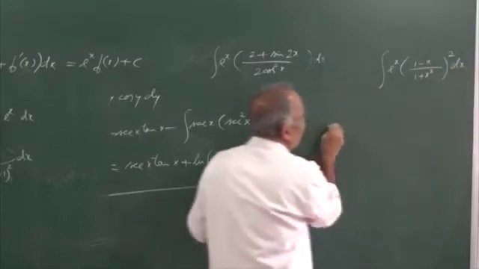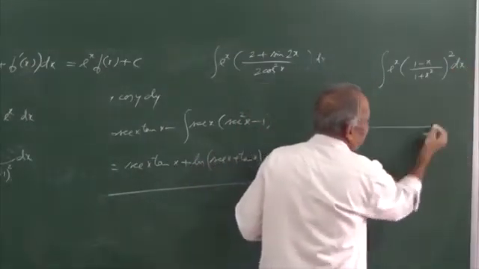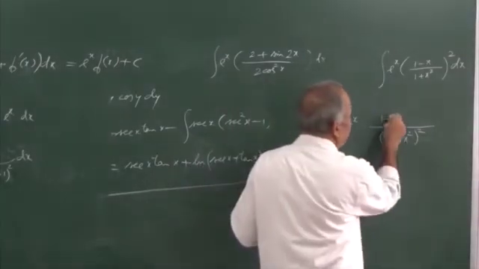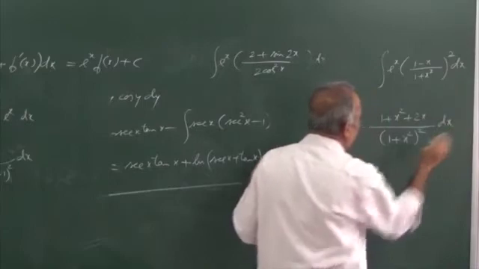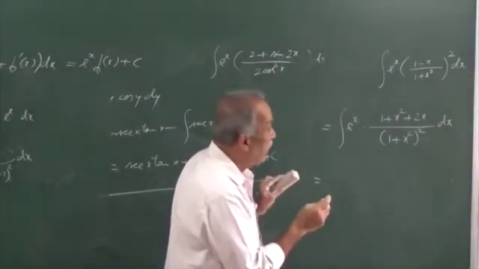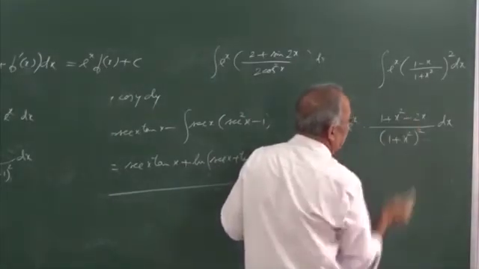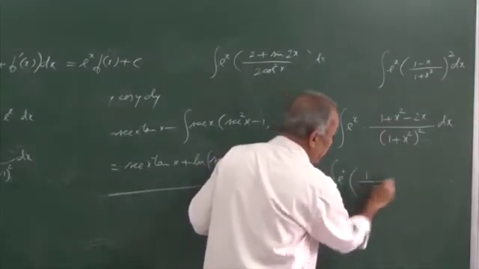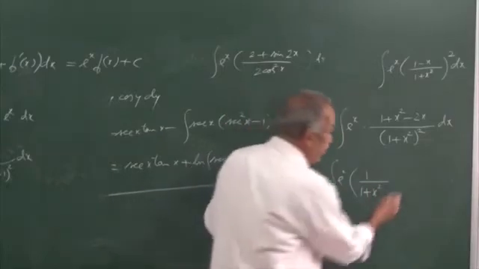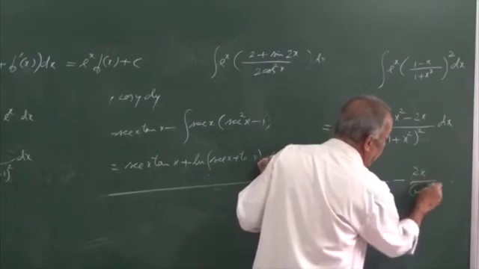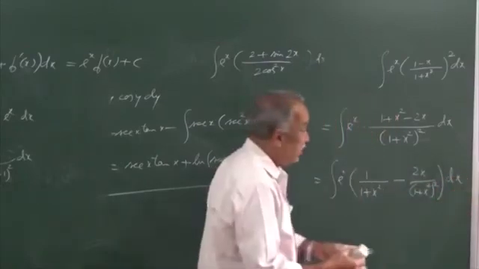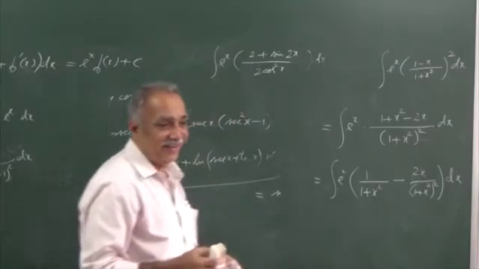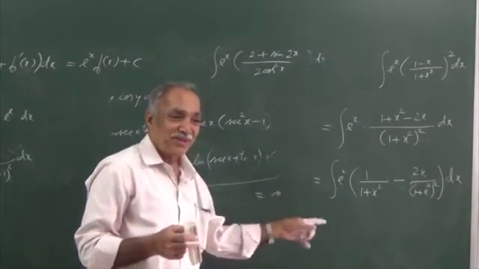Let me leave the denominator as it is. Expand 1 minus x whole square of numerator. It will be 1 plus x square minus 2x. I may write this as e power x into 1 plus x square by 1 plus x square whole square, 1 by 1 plus x square minus 2x by 1 plus x square whole square. Just to check, is this the derivative of this? Yes. So the integral is e power x by 1 plus x square.